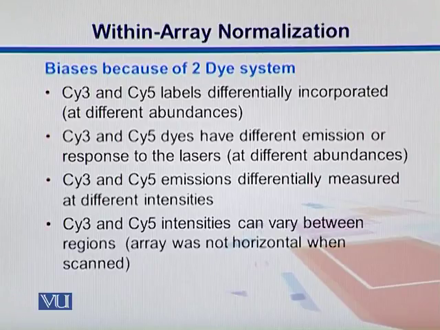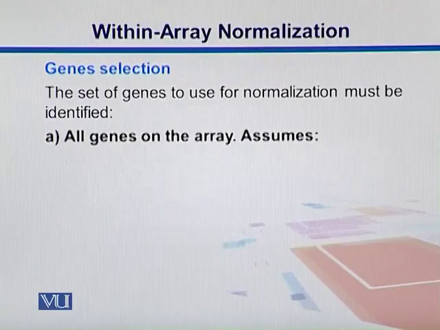The intensities can vary between different regions, so arrays not horizontal when scanned. So when you scan them, they are not like in the way the experiment is performed. So different regions might reflect different intensities.